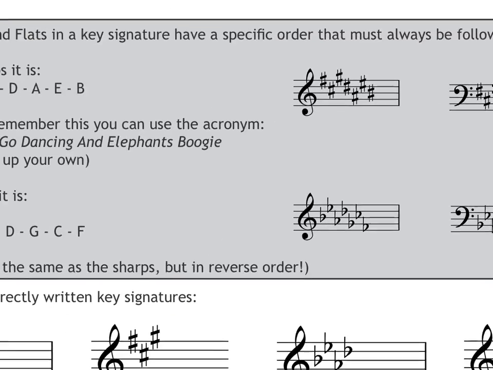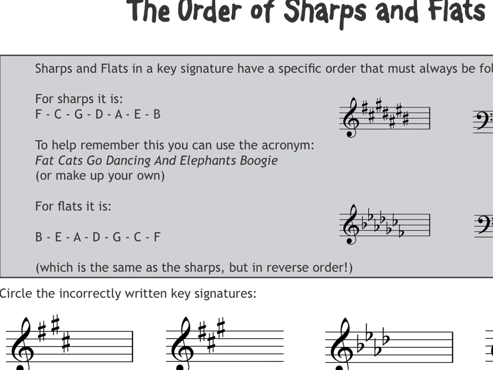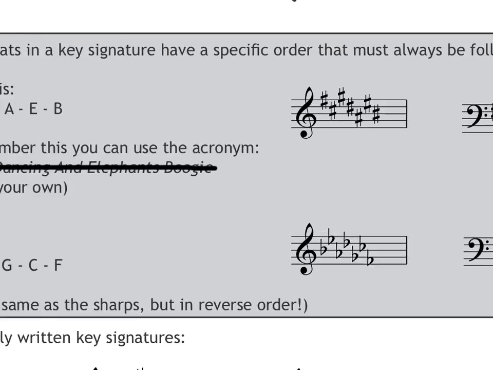Let's move on to flats. Oh, sorry, before we do that, it says to help remember this, you can use the acronym Fat Cats Go Dancing and Elephants Boogie. I don't like this rhyme. Let's not use it. Okay, and I'll show you why in a moment. So scratch it out. We're going to give you another one. We're going to give you something that works a lot better. So we're going to make up your own. Well, you're going to use the one that I give you.